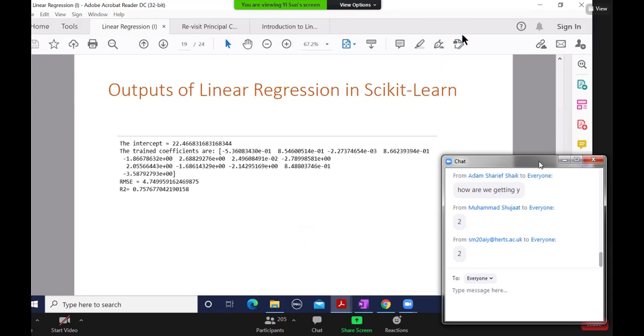Try to open this chat box. Do you know how to write it? This is the output I gave you. I want you to write the linear regression line. How many features are there? So how do you write it? Do you have your pen, notebook?